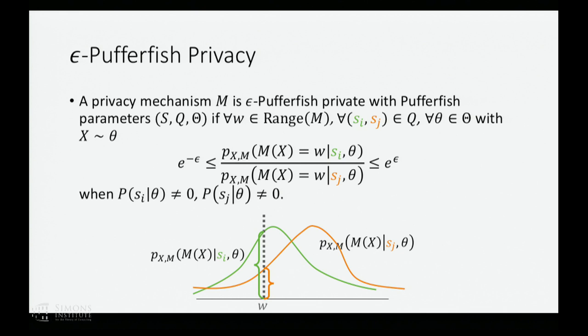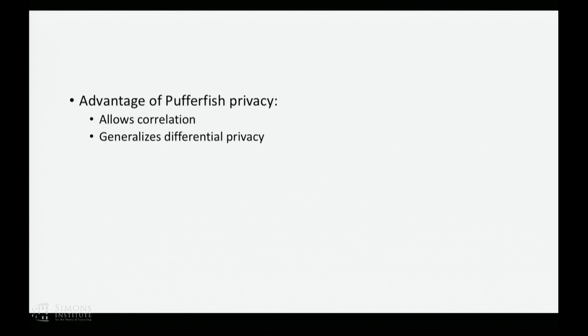So the advantage of pufferfish privacy is that, first, it allows us to capture correlation, and second, it was shown in the original paper that this definition is actually a generalization of differential privacy. So when the distribution set contains all the independent distributions for data, pufferfish privacy essentially reduces to differential privacy. So the next question we would ask is, how can we achieve pufferfish privacy? There is some prior work on algorithms for special pufferfish instantiations, for example, blowfish privacy.